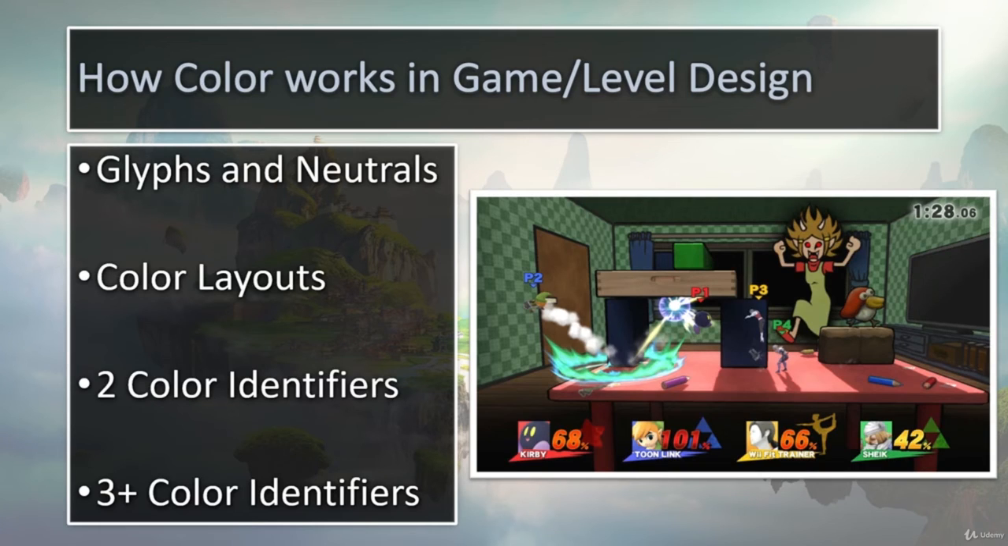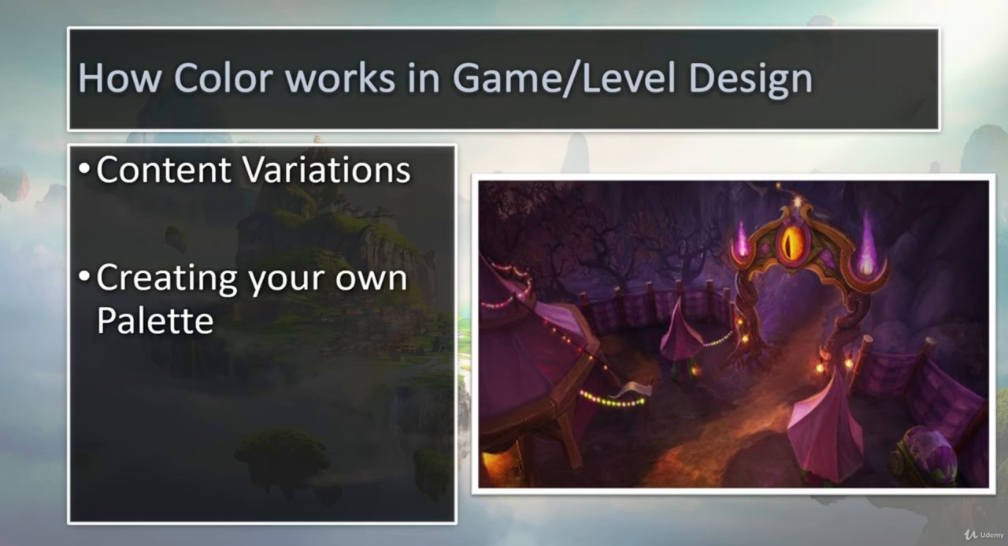And then I'm going to be talking about glyphs and neutrals. How colors are laid out, associating with glyphs and neutrals and the identifier. How to make it happen with 2 color identifiers. And then when you have 3 or more color identifiers, how to choose which colors to represent which key elements and highlight mechanics associated with them in respect to our color psychology. And then finish off this section talking about content variations that are associated with color.